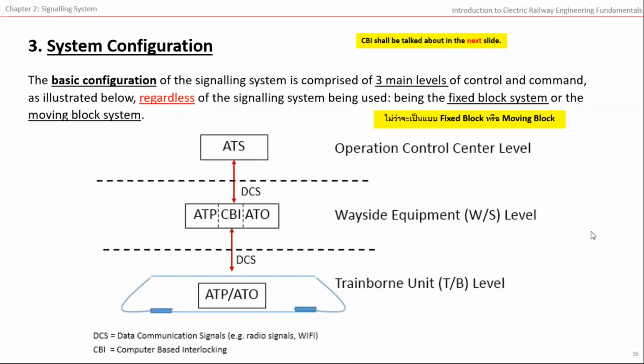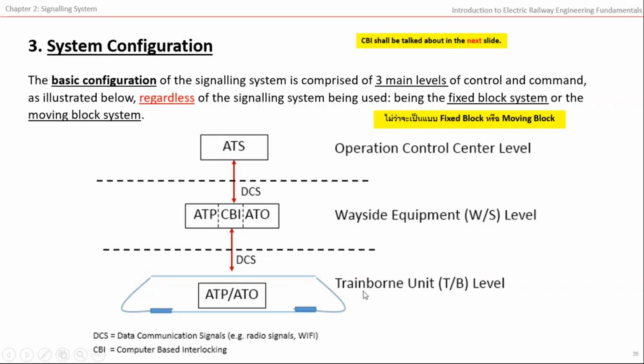The basic configuration for the signaling system, regardless of the signaling system being used, being fixed block system or moving block system, would comprise of three main levels of control and command.